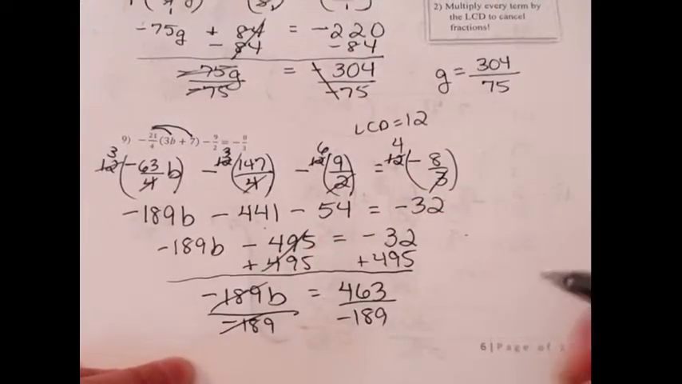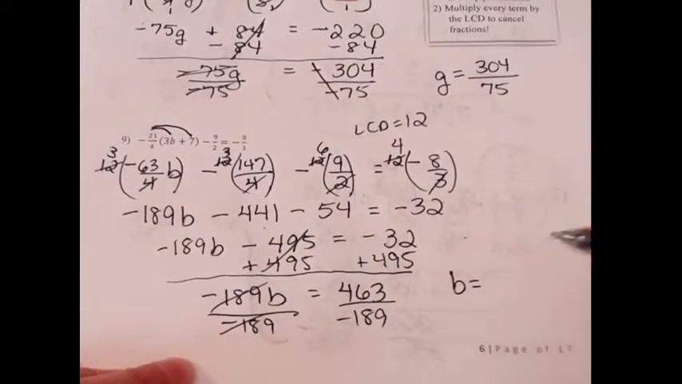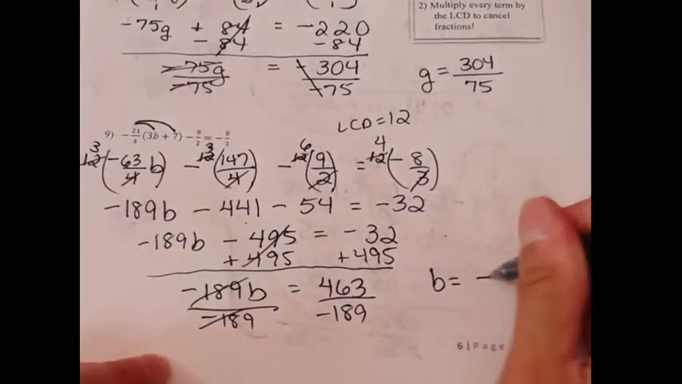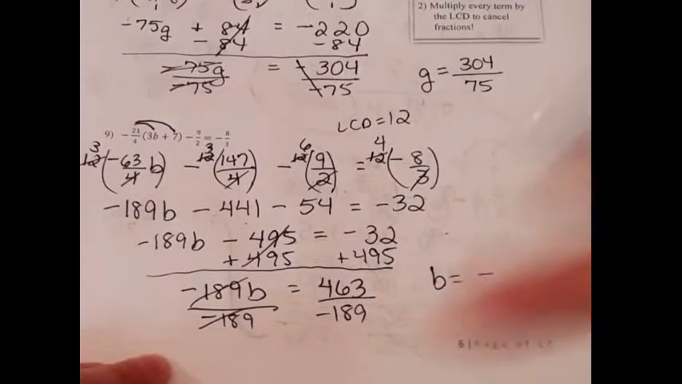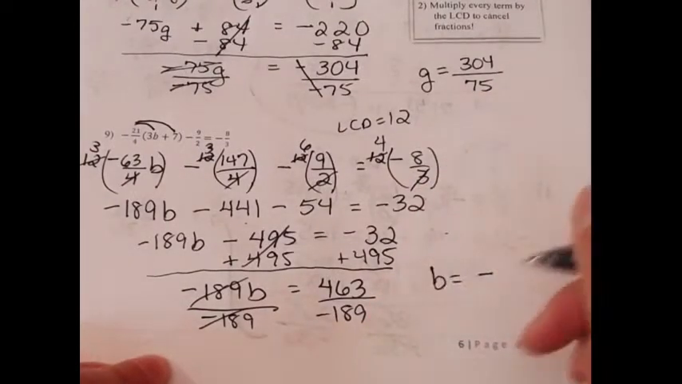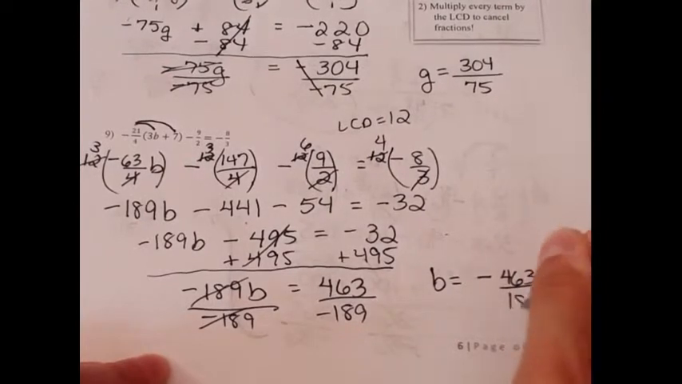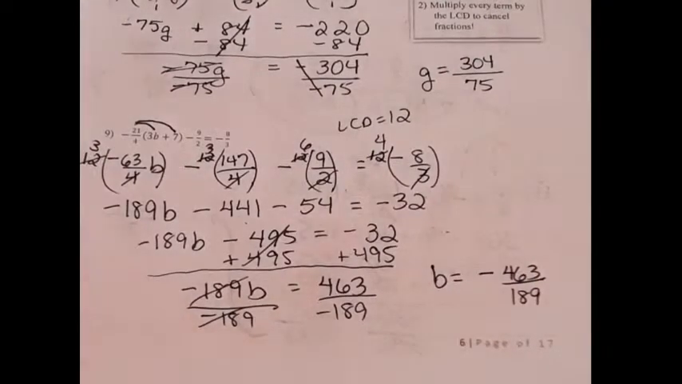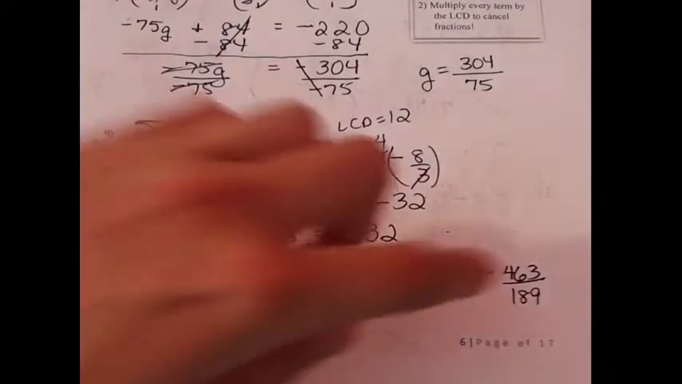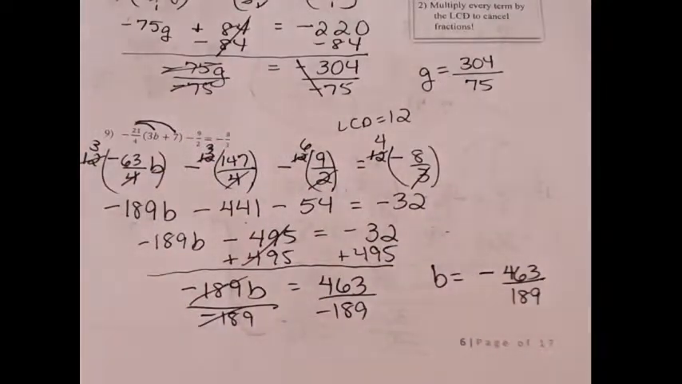So we cancel here, and we're left with b is equal to positive divided by negative is a negative. So I'm going to bring the negative in front, right? We could put it in the numerator with the 463 or in front of the fraction, totally up to you. But I also notice that 463 over 189 does not reduce. So excellent work, everyone. Excellent work moving through this problem and figuring out that the solution here is negative 463 over 189.